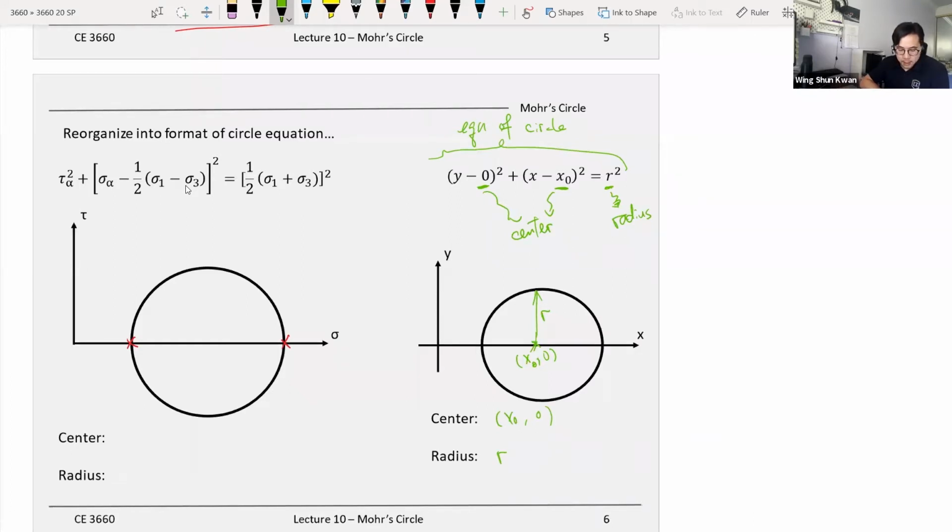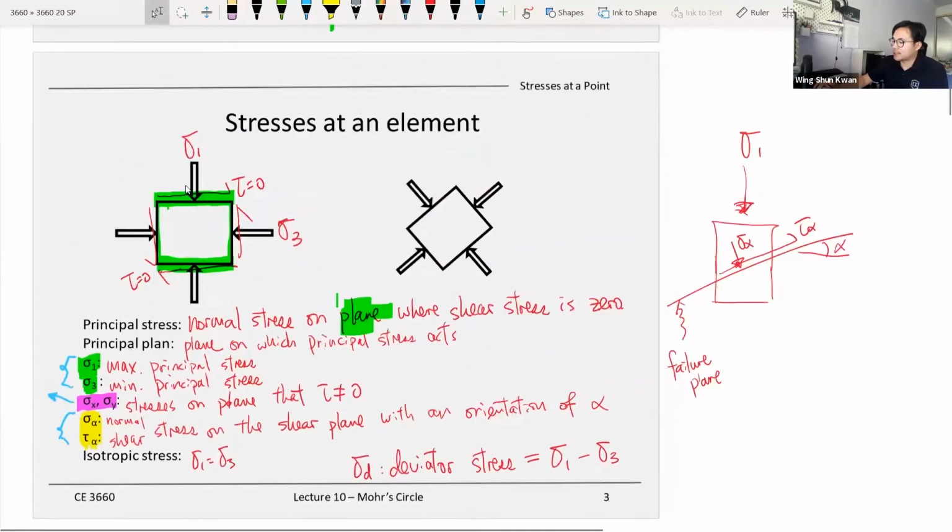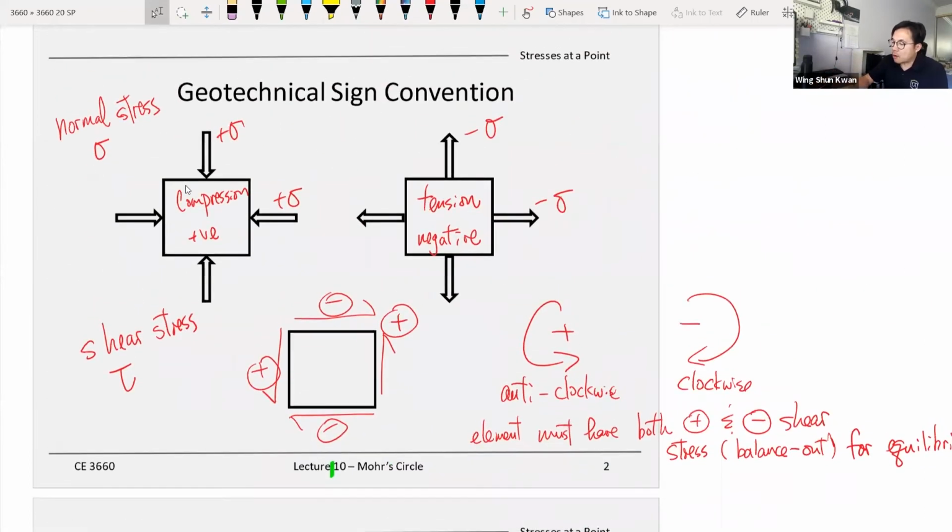We have reorganized our equations to a circle format, which means now this is my y-axis and this is my x-axis, and this is the Mohr circle. So whenever we say Mohr's circles, it means we are in a space of normal stress as the x-axis and the shear stress as the y-axis. Again, terminology: we express the shear stress as tau for geotech, and the normal stress as sigma. Normal stress means acting perpendicular to the plane, and the shear stress means parallel with the plane that you're looking at.